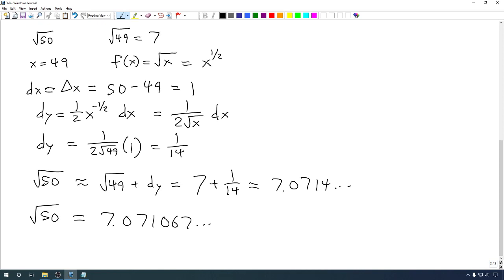And in fact, now that we have our differential already calculated out, we could use this same formula to do many approximations. Just kind of doing a few quick ones. We know that 80 is close to 81. The square root of 81 is 9. And this time our dx is equal to, now we take our final one minus our initial one. This is the x value we want to plug into it. This time our dx is negative 1.